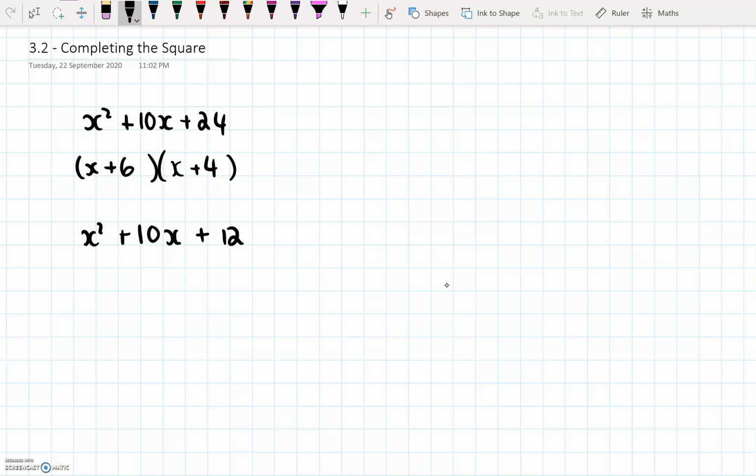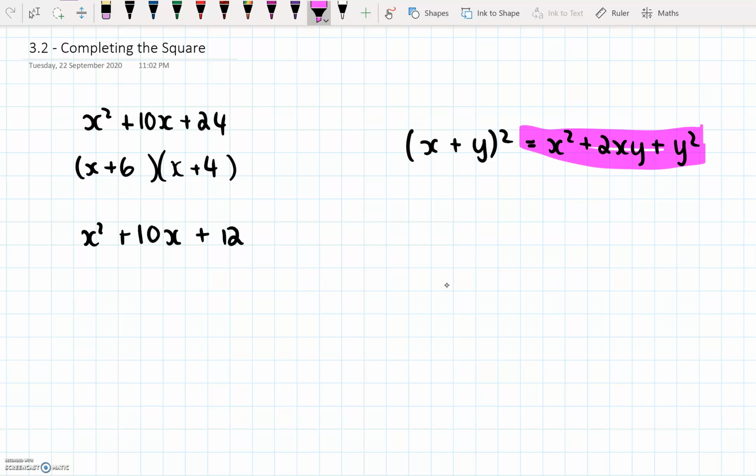Okay, now x squared plus 10x plus 12. We're going to use the old identity, and I'm going to use some different letters here because it gets confusing otherwise. If I have x plus y squared, that's the same as x squared plus 2xy plus y squared. That's our binomial expansion for x plus y squared. You did this last year. Now we are going to use this identity in reverse. So we are going to make this into a square, to turn it into something that looks like this, so that we can convert it into this form.